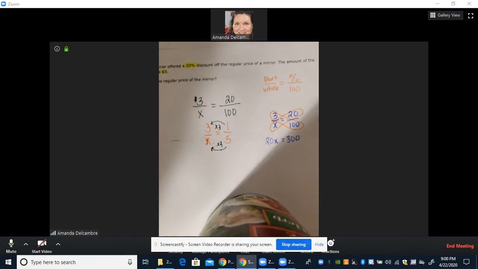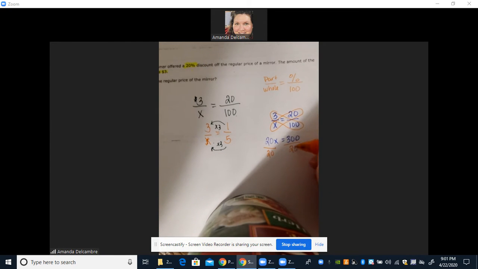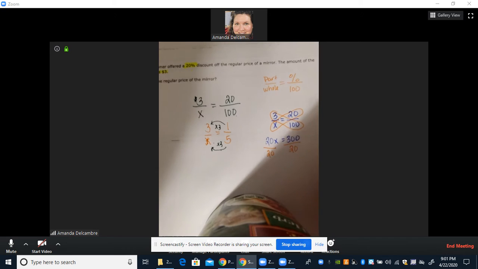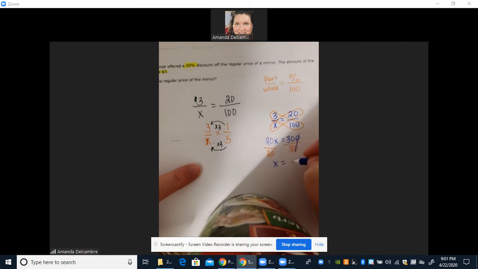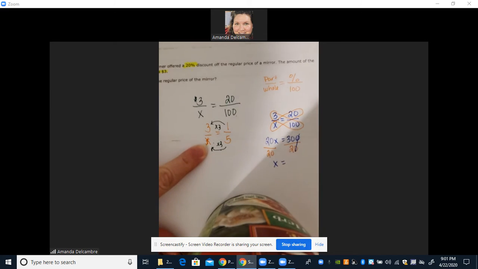Okay, you would divide both sides by 20, leaving me with X is equal to, I can just cross off those zeros right there because that cancels out. How many times can 2 go into 30? And your answer will be exactly the same as if you did it the other way. Okay, so that's how we would work number 31.